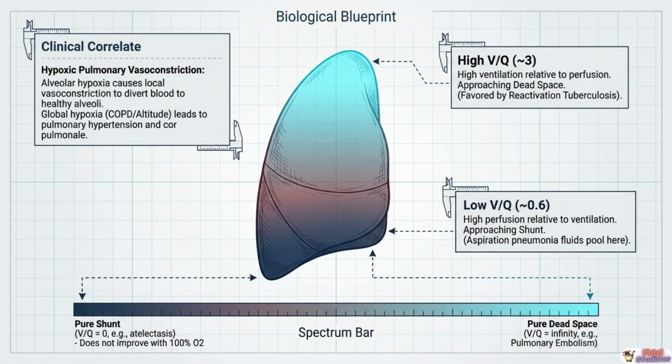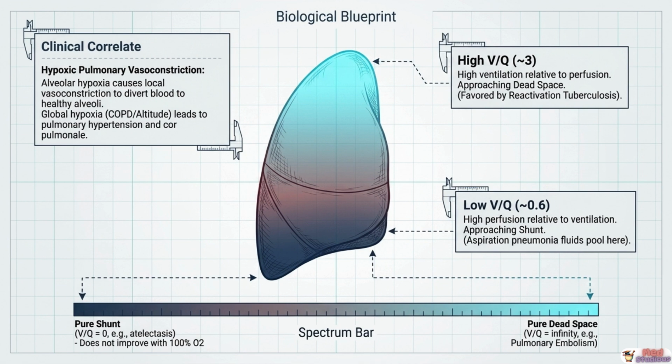Ventilation and perfusion are not uniformly matched throughout the lung, and visualizing this relationship as a spectrum across the entire organ resolves an enormous number of clinical questions. At the apex of the lung, the ventilation to perfusion ratio runs high, approximately 3, meaning ventilation substantially exceeds perfusion at this location, approaching the behavior of pure dead space. And this is precisely why reactivation tuberculosis favors the apex, since this relatively oxygen-rich, blood-poor environment suits this obligate aerobic organism.